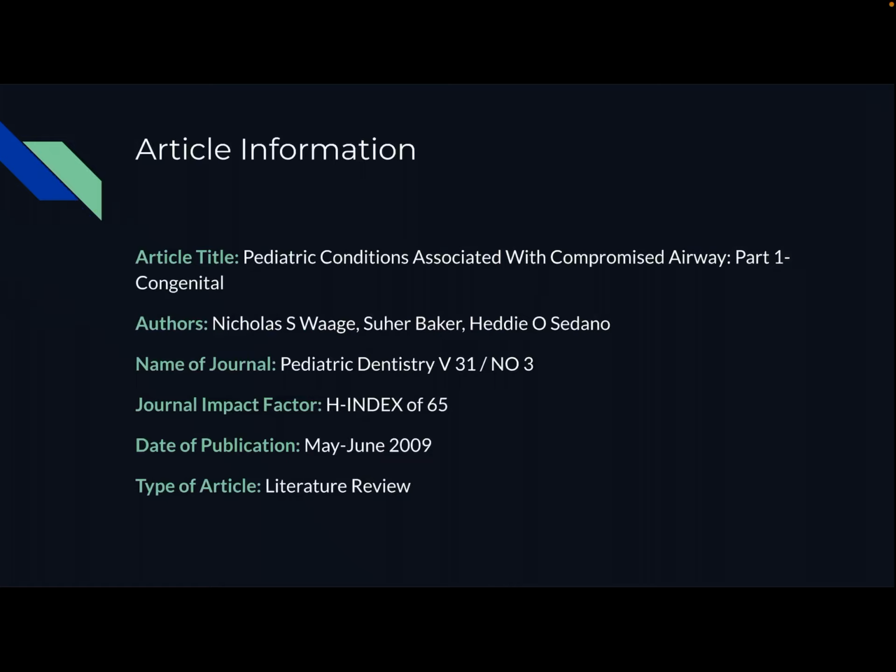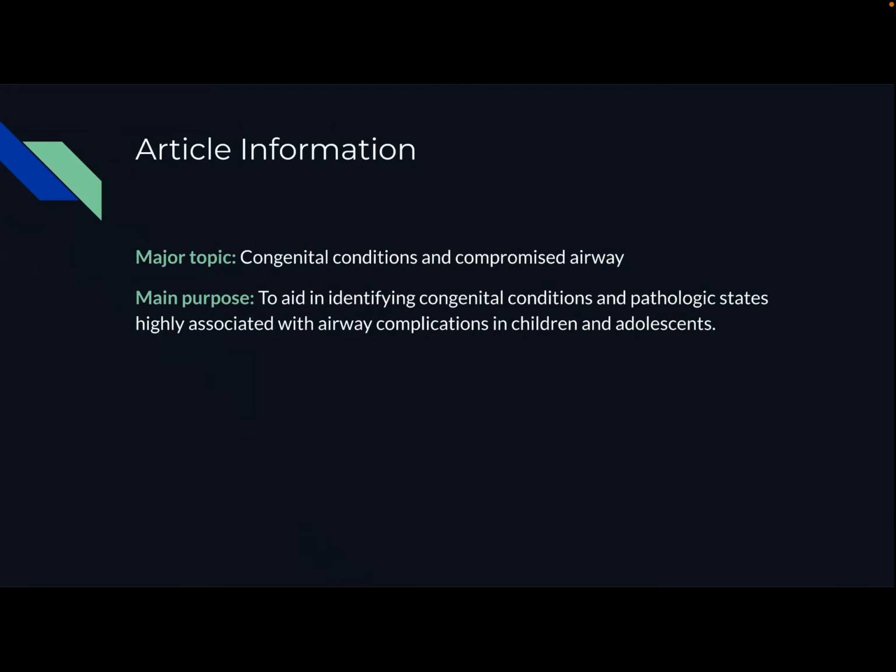The journal impact factor has an H index of 65, which when compared to other journals, such as the Journal of American Dental Association, has an H index of 112, which basically explains that this journal had fewer citations. The date of publication is May-June 2009, and the type of article is a literature review. The major topic is congenital conditions and compromised airway.